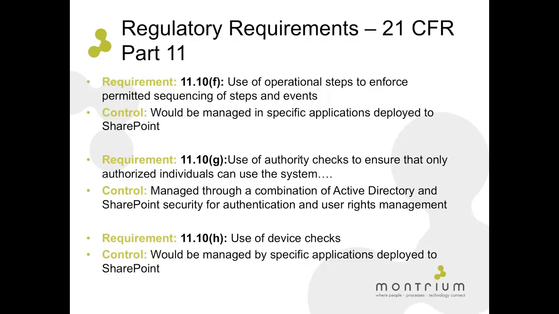1110G, use of authority checks to ensure that only authorized individuals can use the system. So this is typically managed through a combination of Active Directory and SharePoint security for the authentication of users and also user rights management. And so we can be very granular, in fact, in the way that we apply authority checks so that individuals who shouldn't be able to use the system can't access it, or individuals who shouldn't be able to perform certain actions in the system can't perform them.